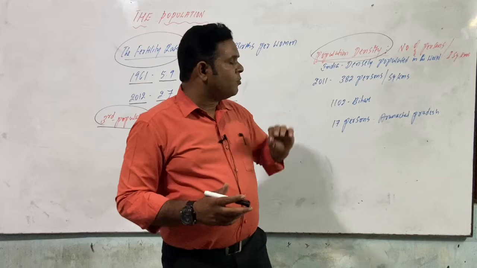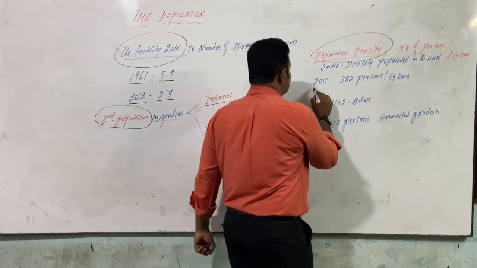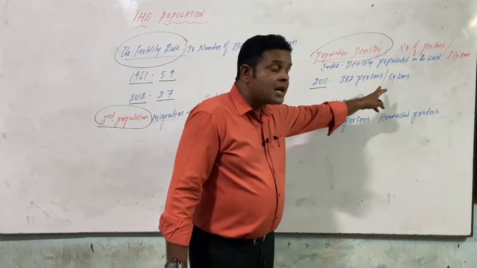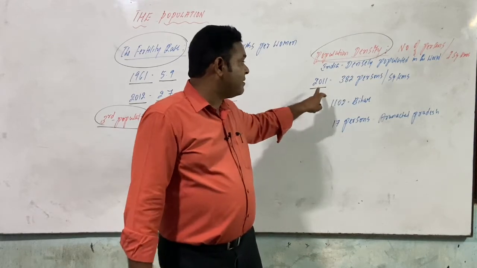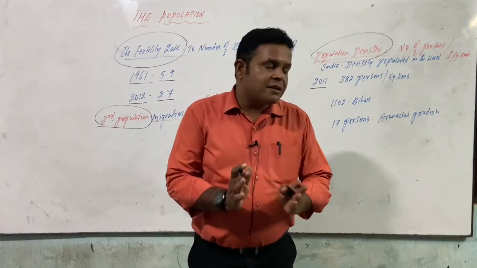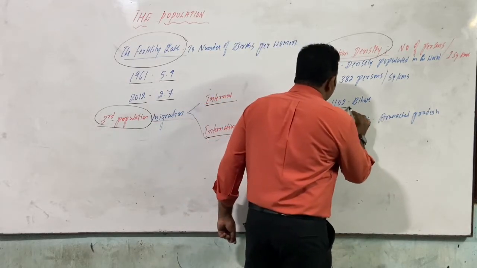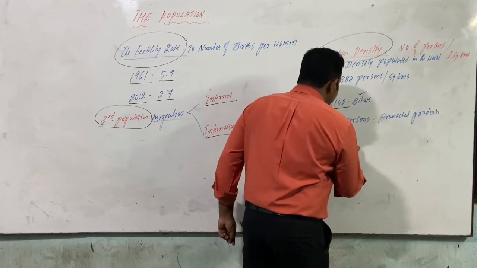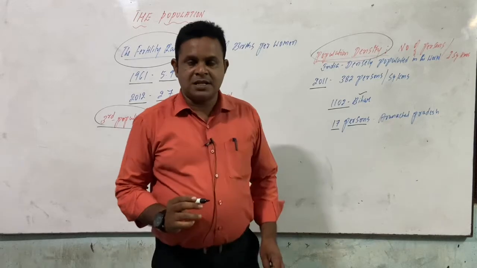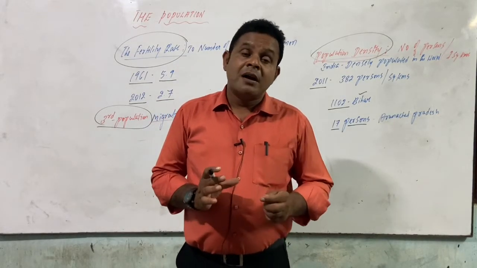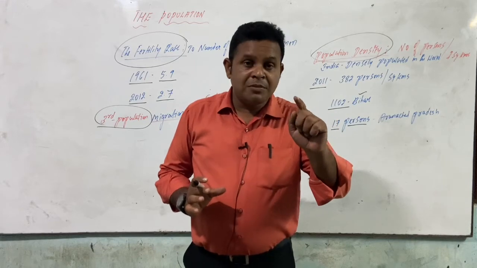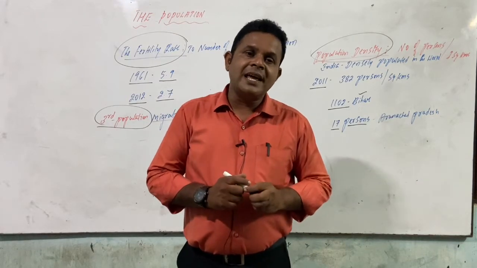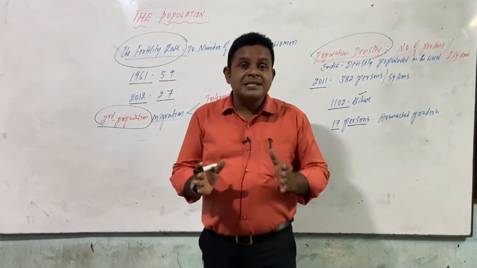According to the census of 2011, in our country India, 382 persons are available for 1 square kilometer. In this comparison, if you see these two, 1102 persons are available for 1 square kilometer in Bihar, while just 17 persons are available in Arunachal Pradesh. What I mean to say is that the number of persons available for 1 square kilometer represents what is called population density.